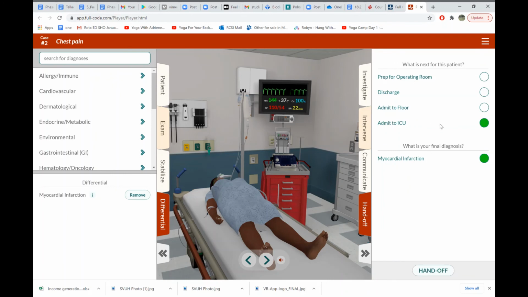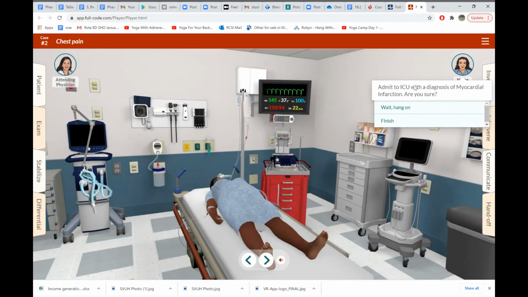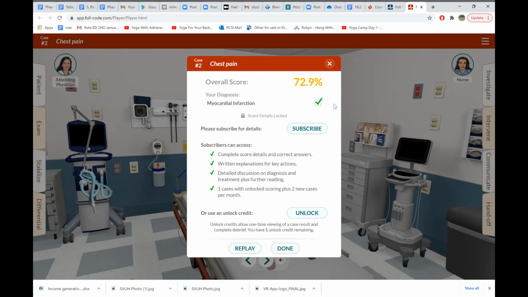We've given aspirin, we haven't given any pain relief, but that's reasonably okay. We've given the thrombolysis, and we've given some epinephrine because of the cardiogenic shock. So we'll admit to ICU with an MI diagnosis. Okay, so finish and see what happens. We still got a pretty good score. We attempted to kill the patient quite significantly throughout that, but still got a reasonably good score.